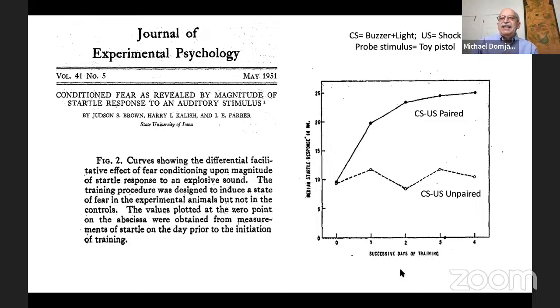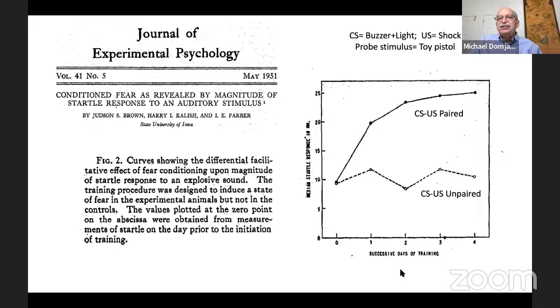And what they did was a standard fear conditioning procedure in which the conditioned stimulus was a combination of a buzzer and a light paired with shock. Now, usually when you do Pavlovian conditioning, you look for a response that develops to the conditioned stimulus. Well, that's not what these guys did.